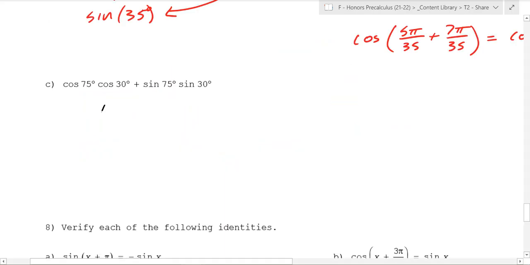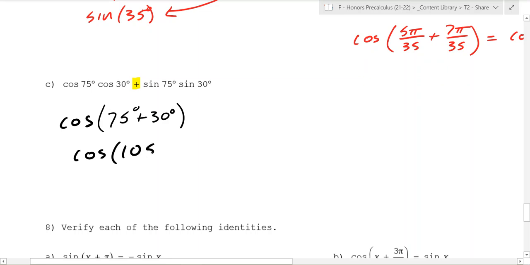So here, similarly, it's going to be, again, 75 and 30 degrees on the inside. And then you just have to match the identity. You've got plus, and it's cosine, cosine plus sine, sine. That should be noticeable as the cosine of the sum. So that's going to be the cosine of 105 degrees. And that actually is a value you know. Cosine of 105 degrees is root 2 over 2. So sometimes you can just get the exact answer.